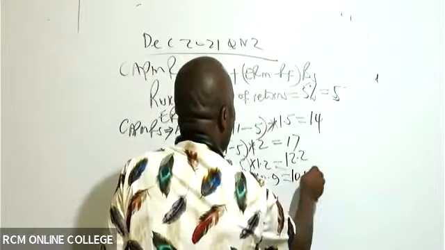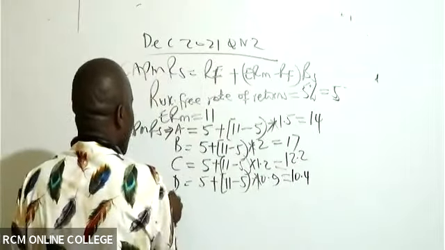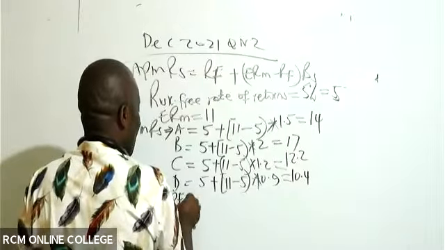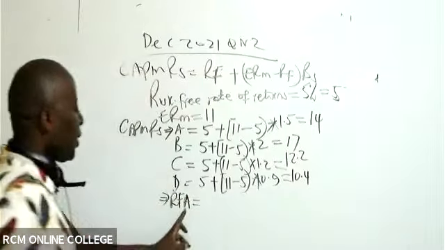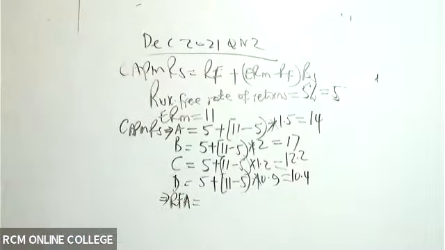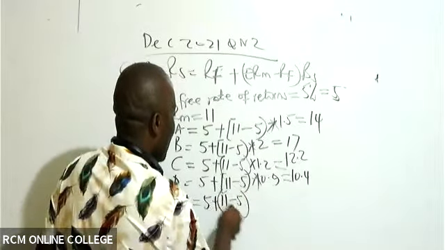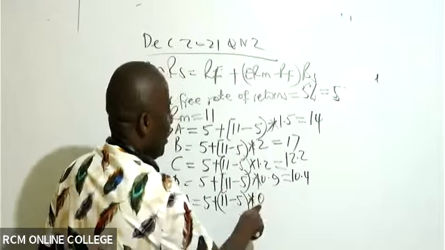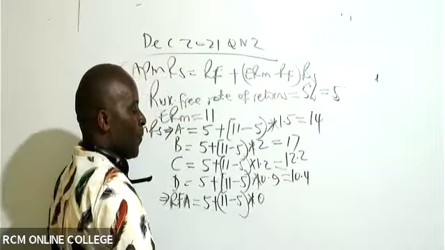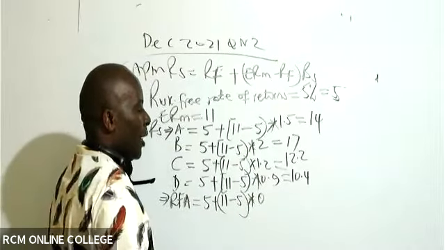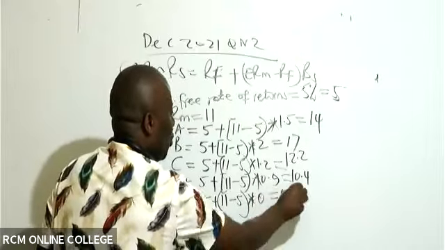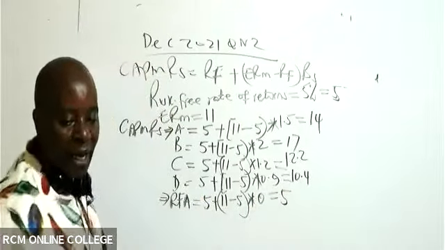Alafu wengi walisahau kutafuta hii ya risk free asset. Please write in full. I'm always used to writing it like this. Risk free asset. So CAPM ya risk free asset, hii itakuwa ni 5 plus 11 minus 5, times beta. I know its beta is 0. It's given there. So then this will end up giving me 5.